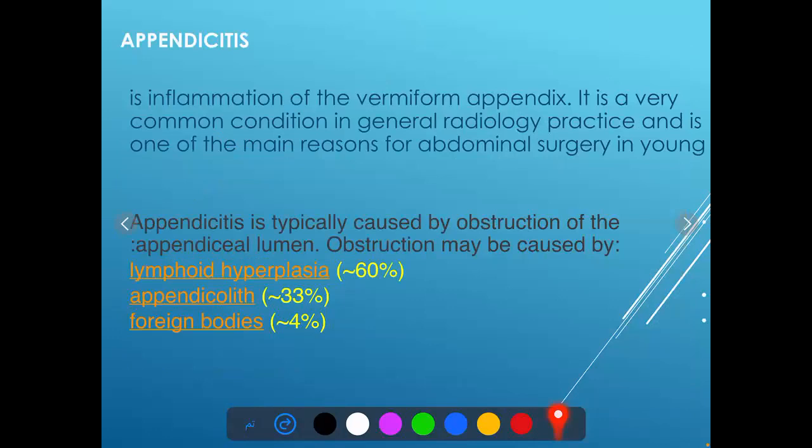Appendicitis is inflammation of the vermiform appendix. It is a very common condition in general radiology practice, and it is one of the main reasons for abdominal surgery in the young. Appendicitis is typically caused by obstruction of the appendiceal lumen. Obstruction may be caused by lymphoid hyperplasia, the most common cause at about 60%, appendicolith about 33%, and foreign body about 4%.